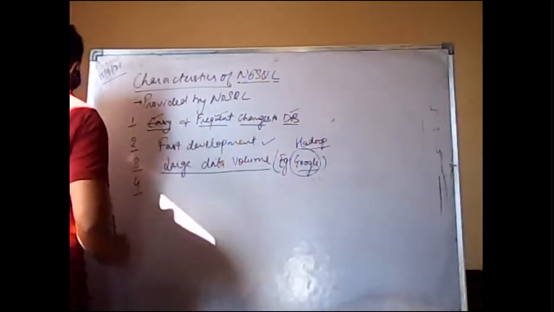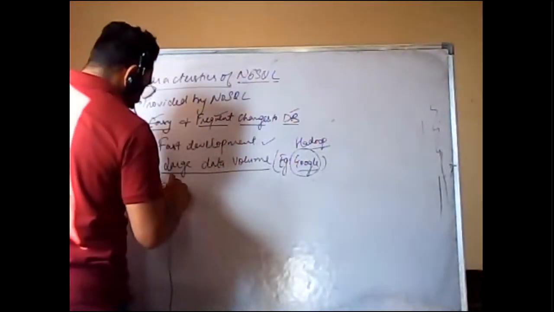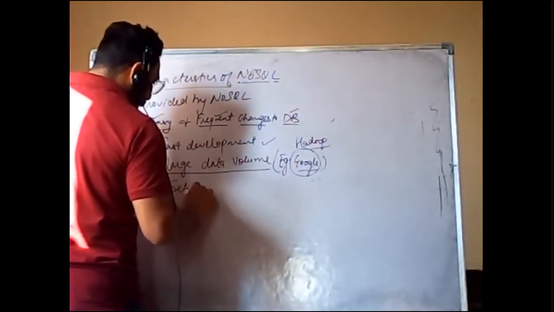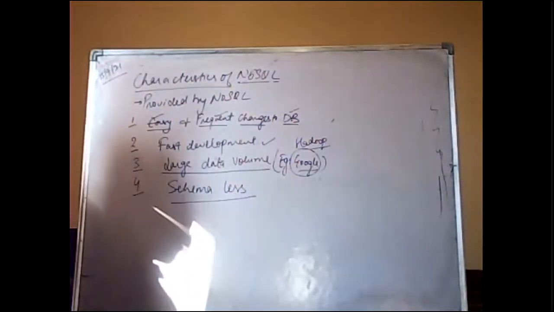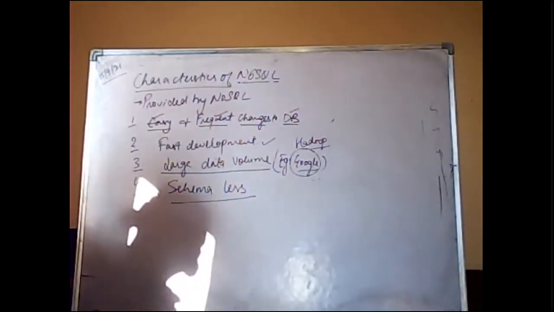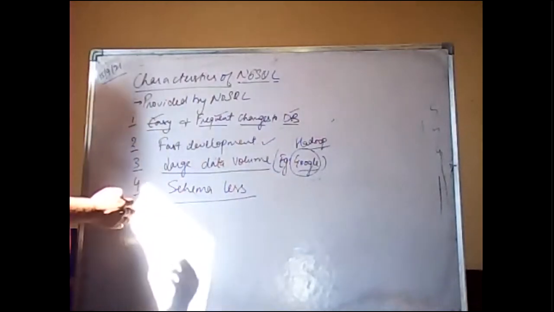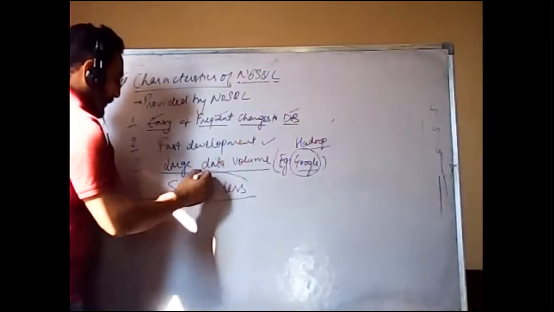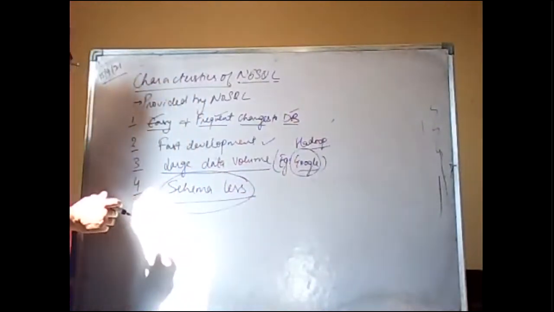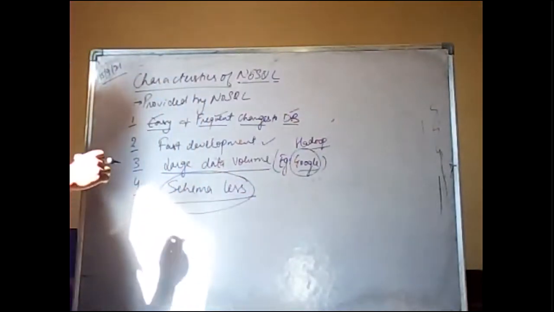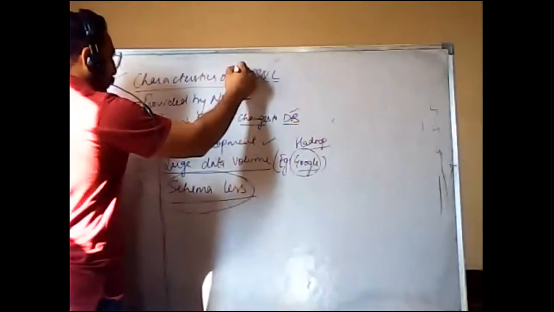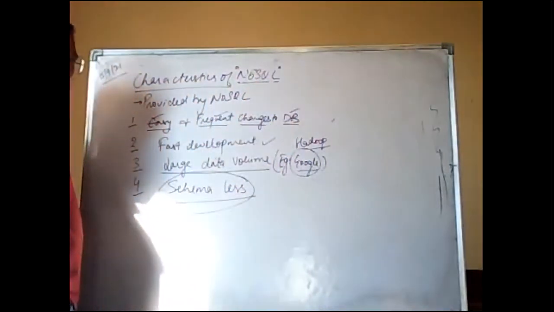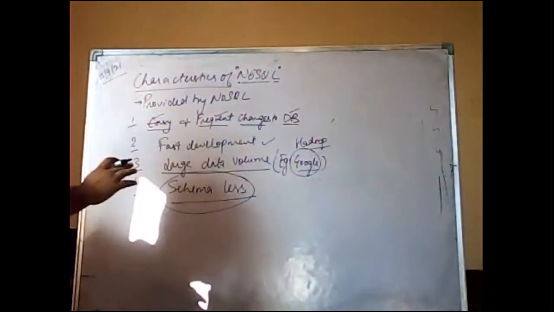Last characteristic is that it is schemaless. There is no structure of any type of data that we have studied in NoSQL. Schemaless means no structure is there. We do not need any type of structure or any type of relational concept in our NoSQL concept. Okay, it is schemaless.